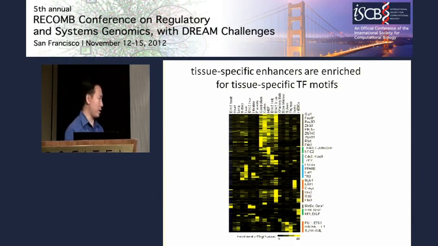For example, this cluster of mouse ES-specific enhancers is enriched for OCT4, SOX2, and the KLF4 motif. And this cluster of tissue-specific enhancers is bone marrow and spleen-specific. They are enriched for PU.1, ETS, and RUNX motifs. And most of these motifs are actually evolutionarily conserved.